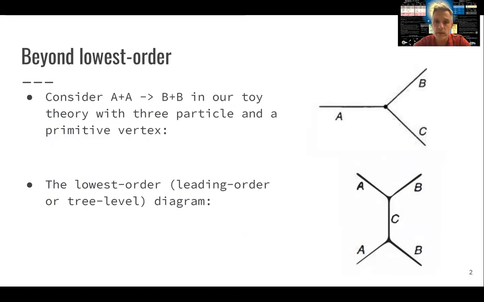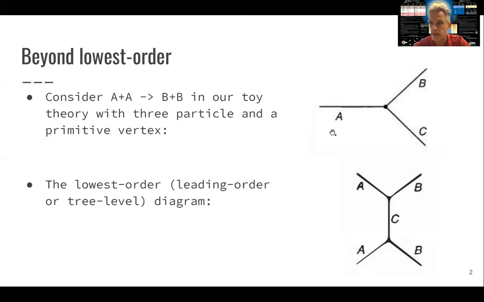And then we can use this primitive vertex in order to build up scattering processes. And here we want to consider the process of a particle A going to a particle, or two particles A going to two particles B. And they do this by exchanging a particle C. This is the lowest order diagram, sometimes called the leading order, or sometimes called the tree-level diagram.